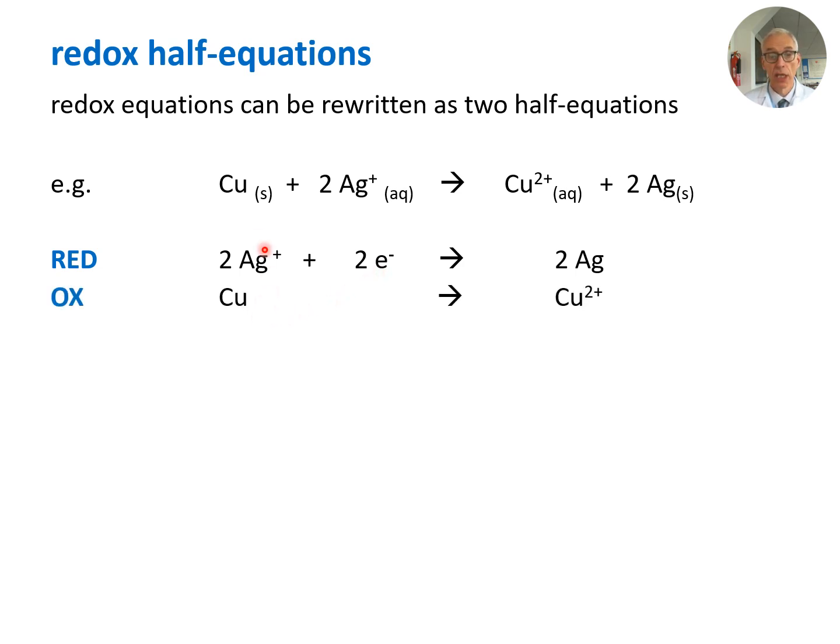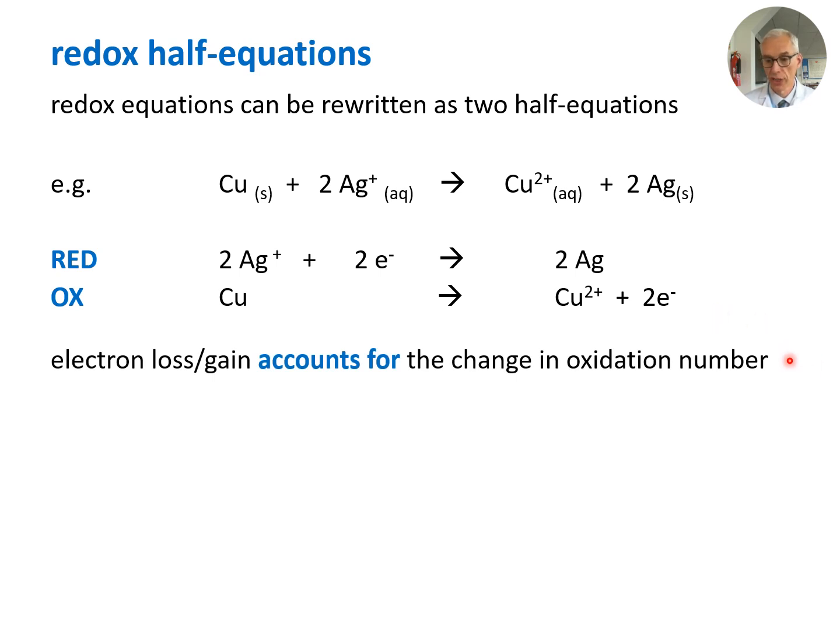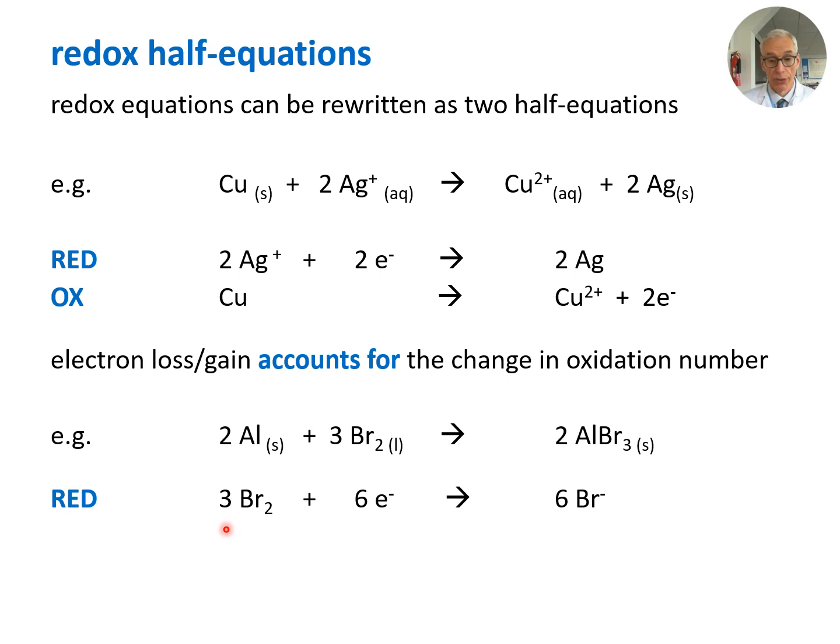Copper goes from elemental copper at oxidation state 0 to copper 2+. Well, that copper particle must have lost 2 electrons, and that of course is oxidation. So we account for changes in oxidation number by losing or gaining electrons. Let's look at this example. Aluminium and 3 bromines go to 2 aluminium bromides. Well, 3 bromine molecules become 6 bromide ions at -1.